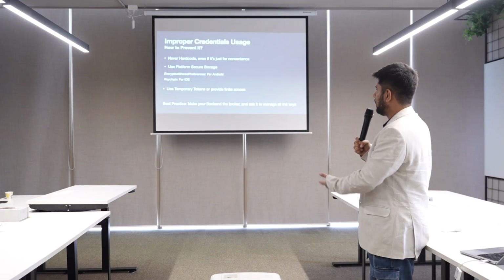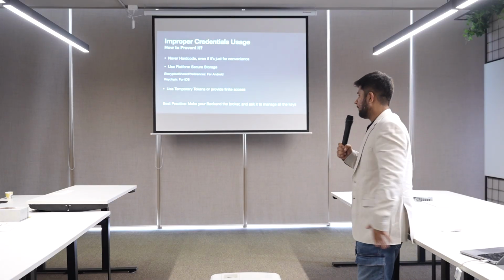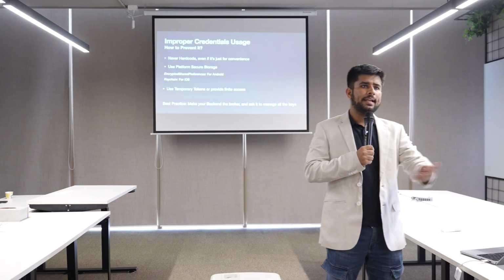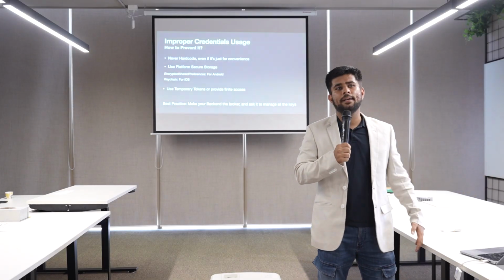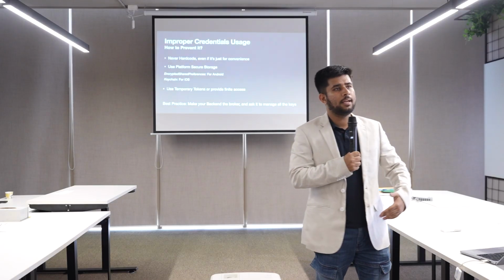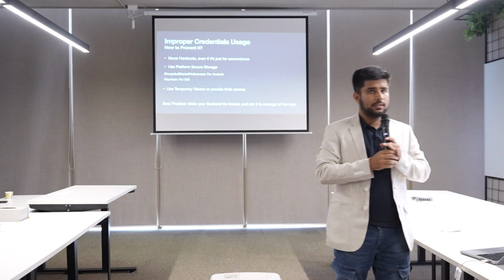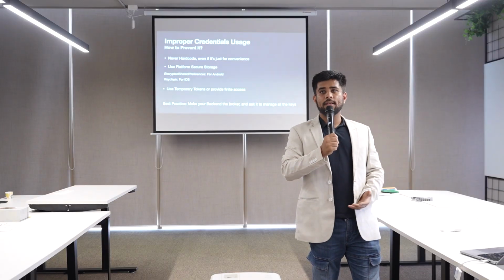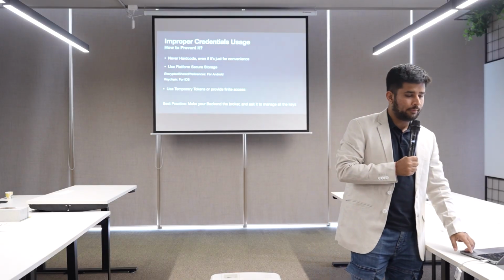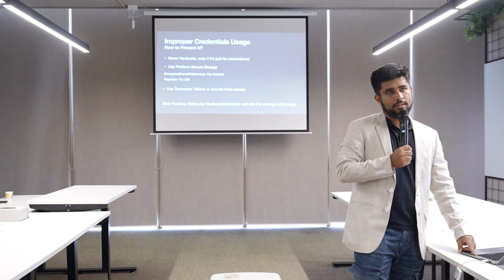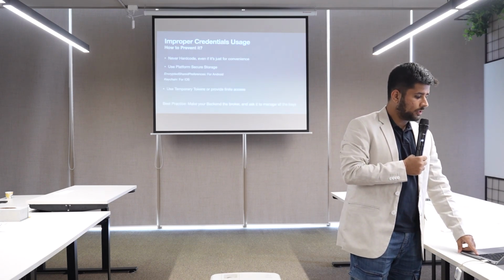The best practice is always to make your backend the broker and ask it to manage all the keys. Let's say you want to manage access: just create an API for it and ask your backend to manage it, and don't do it yourself. Maybe ask your backend for some kind of validity token, and verify that it's you that's getting the token. After that, just do whatever operation you want to do, and your backend will revoke that token once a finite timeline goes away.